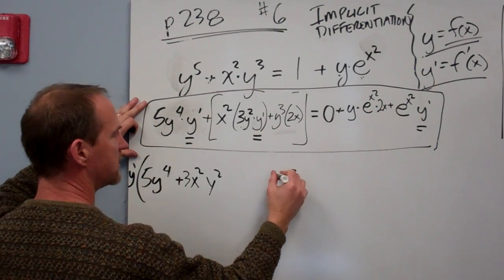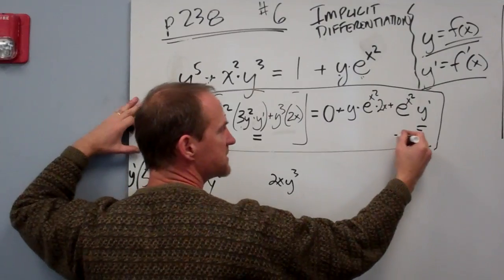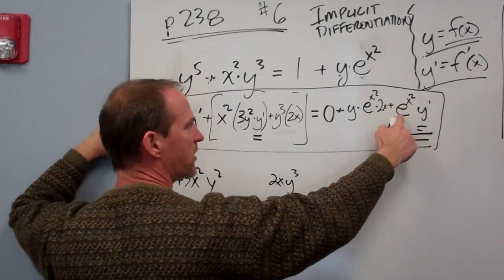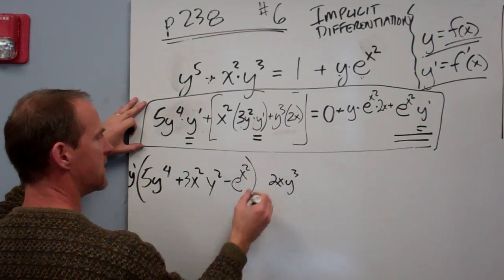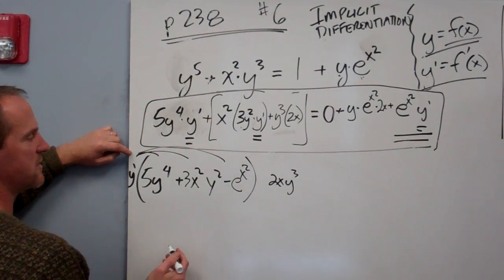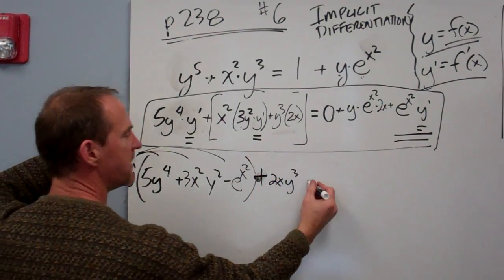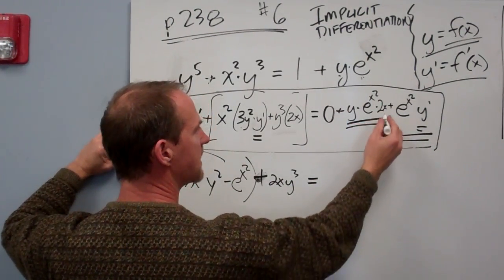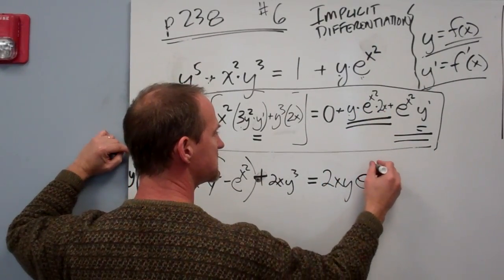Y to the third times 2x is 2xy to the third. This part here has got a y prime, so I'm going to subtract it, and then I'm going to factor out the y prime. So when I subtract this, I bring it out here, it's minus e to the x squared, and the y prime I factored out. So if I brought that y prime back in, it would be there. There's my equal sign. Whoops. Nope, that's a plus sign. And then there's my equal sign. I've taken this and I've moved it. All I've got is this part, 2xy times e to the x squared.